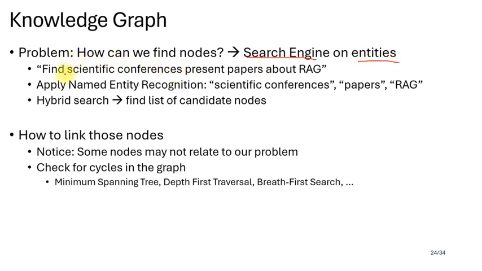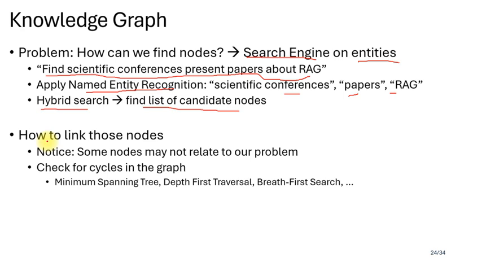Let's get back to our question: find scientific conferences that present papers about RAG. First, we apply named entity recognition, and then we can find the nodes: scientific conference, papers, and RAG. Then we combine with hybrid search and find a list of candidate nodes. One node has many attributes: the node name, summarization, keywords, attributes, function. From these, we can apply hybrid search to find the candidate table, the candidate node.